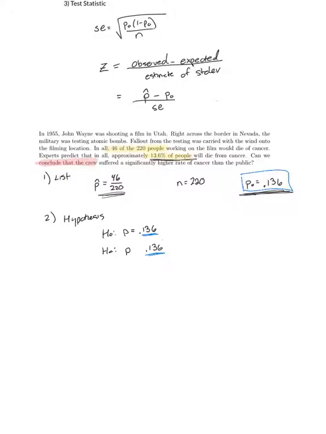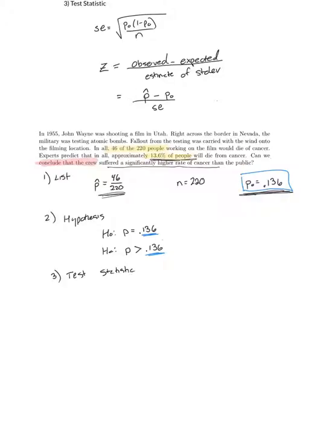To figure out what I want to put in between those two, I look at what I'm actually trying to prove. I want to say, can we conclude that the crew suffered a significantly higher rate of cancer? Well, if they have a significantly higher rate of cancer, p would be greater than 0.136. That is, the film crew should have a rate that's significantly greater than that of the public, 0.136 or 13.6%. Having done step 2, let's do step 3. Step 3 is once again my test statistic.